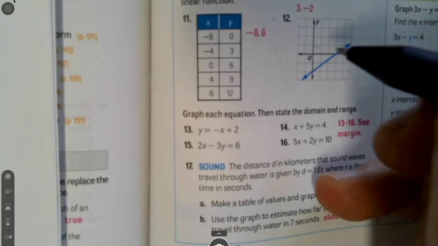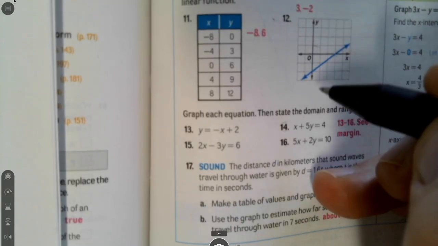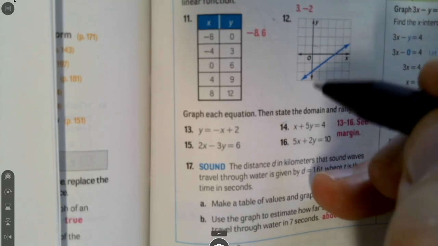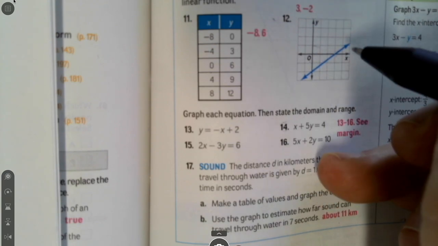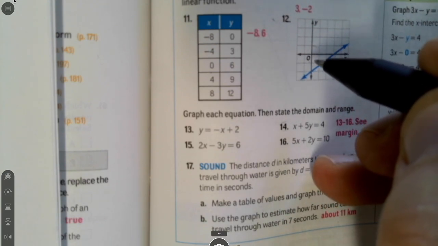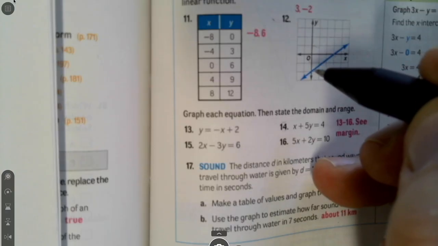Its y-intercept is where the line crosses the y-axis. So here's the y-axis, here's my blue line. It crosses at -1, -2. So my y-intercept is -2.